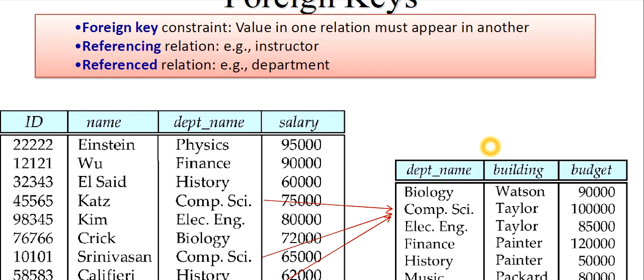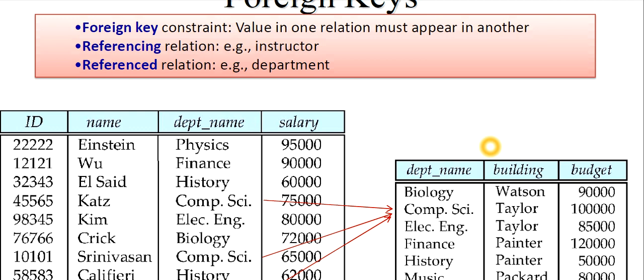In a one line definition, we can say that a foreign key is that key, or that attribute, in one relation which is referencing the primary attribute of another relation.